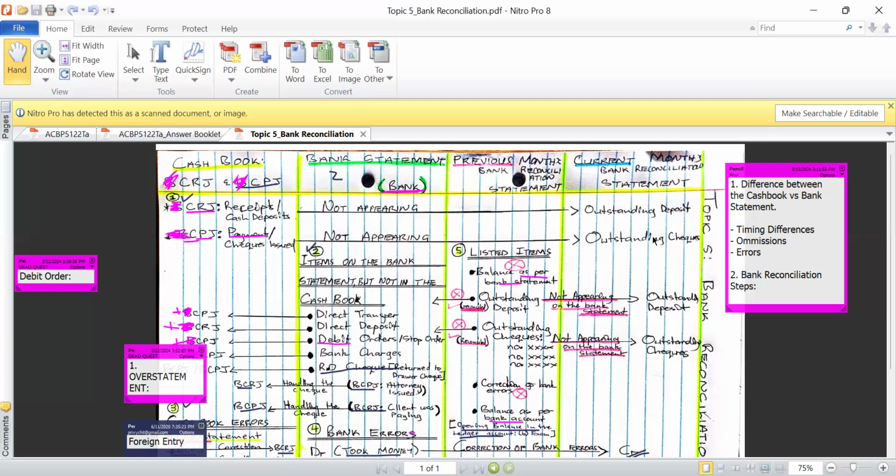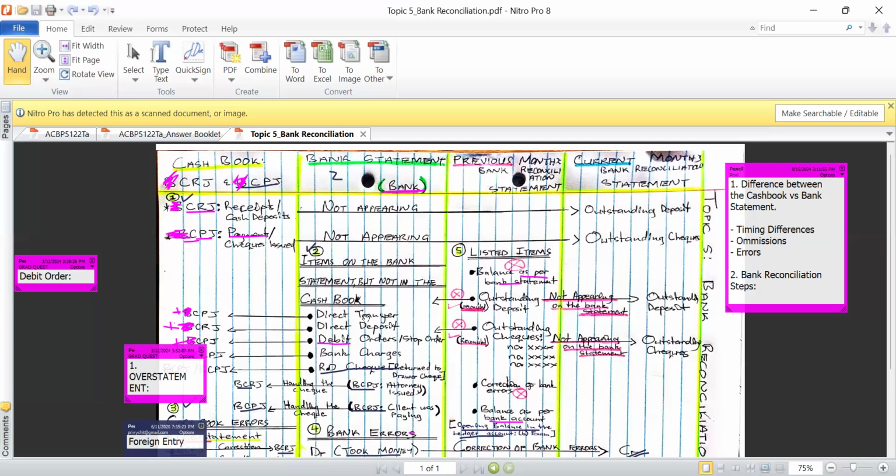Okay. Right. So now that step number two also incorporates what we are looking at here, whereby you are looking at your bank statement and at items which are captured on the bank statement but which may not be appearing in the cash book. Now, these items on your bank statement but not in the cash book can relate to any of the following that I've listed in bullet points. So it can be a direct transfer.